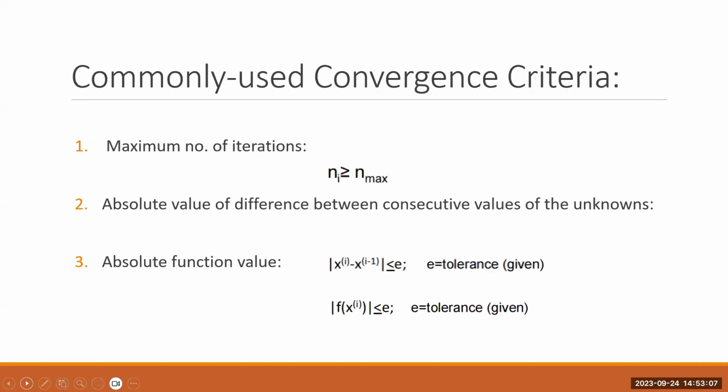In my source program, I have implemented these 3 convergence criteria. The first criterion is the maximum number of iterations. The second one is the absolute value of the difference between 2 consecutive values of the unknowns. And the third one is the absolute function value itself. For criteria 2 and 3, this should be less than or equal to the tolerance value. For this case, I have chosen e to be 1 times 10 raised to negative 5.